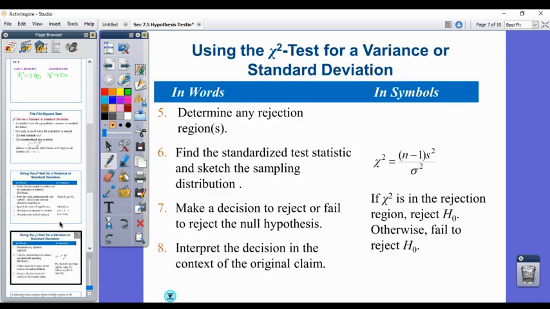So you want to determine your rejection region, then you're going to find your standardized test statistic. And sometimes it does help to sketch a picture of what it looks like so that you know where the rejection region is. And then from there, you're going to make a decision to reject or fail to reject. And then you're going to write a summarizing sentence to interpret your decision in the context of your original claim.